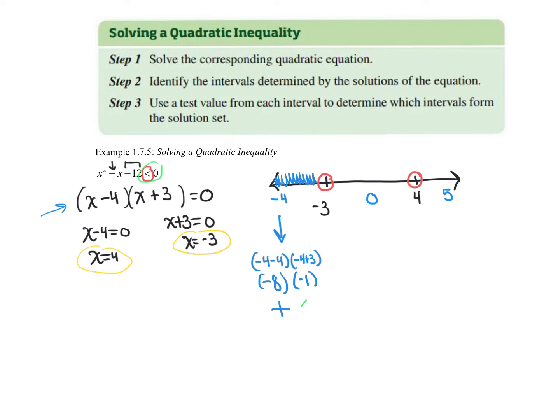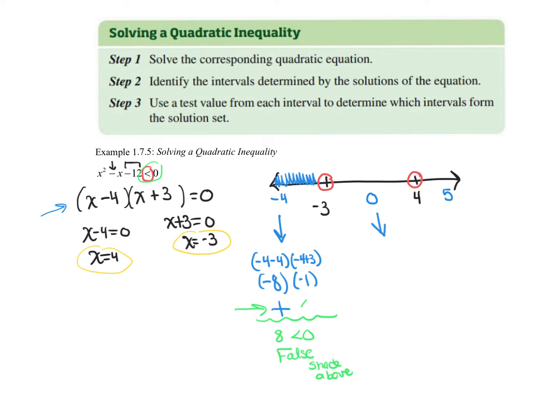What your book does, let me just draw a line. Your book looks at it in a very different way, which is equivalent. Your book says, okay, a negative 8 times a negative 1 is a positive 8. Positive 8, and if you compare it to what you had, less than 0. Positive 8 less than 0 is false. So you shade above. I prefer my way because if it's a positive, you shade up, and if it's a negative, you shade down. You can pick whichever way works for you.